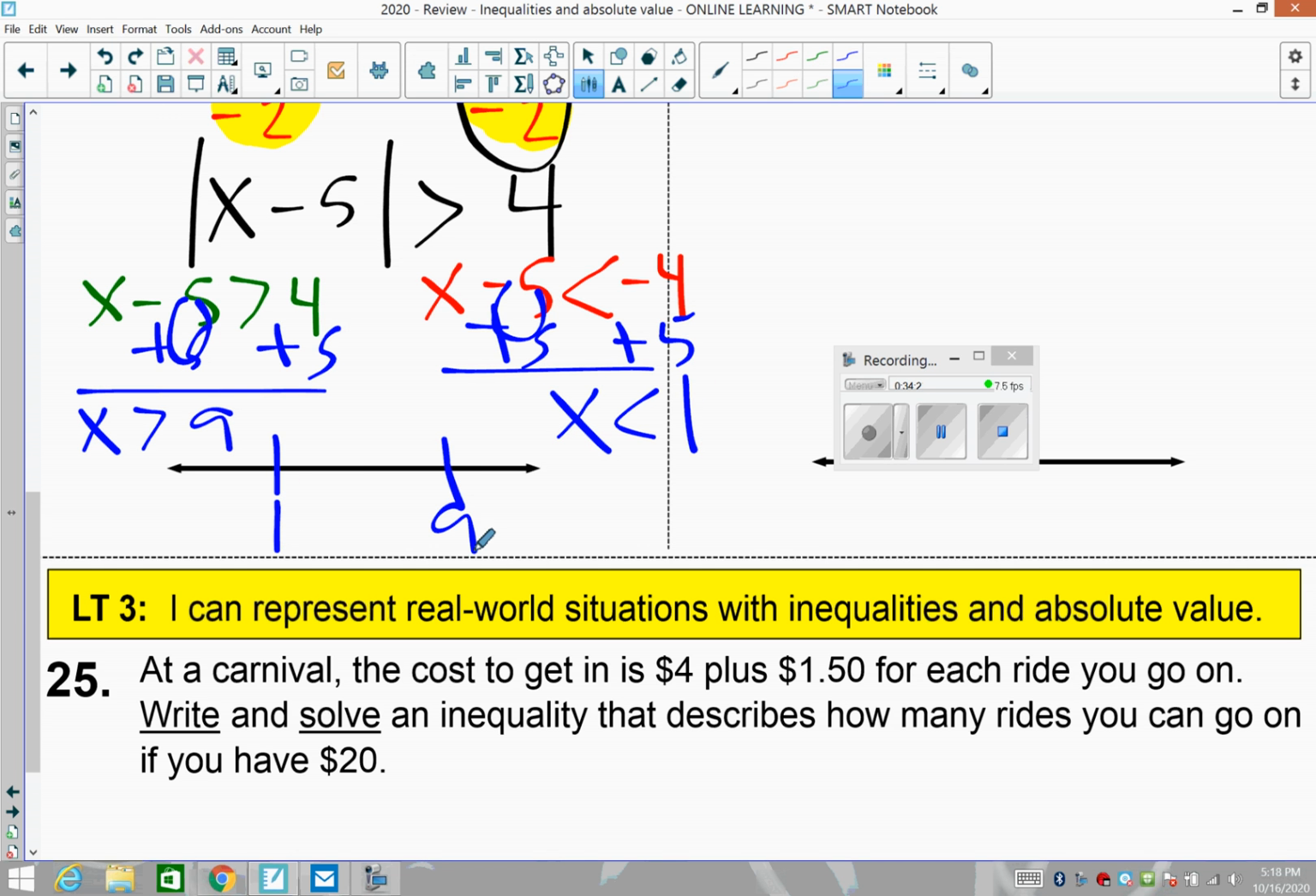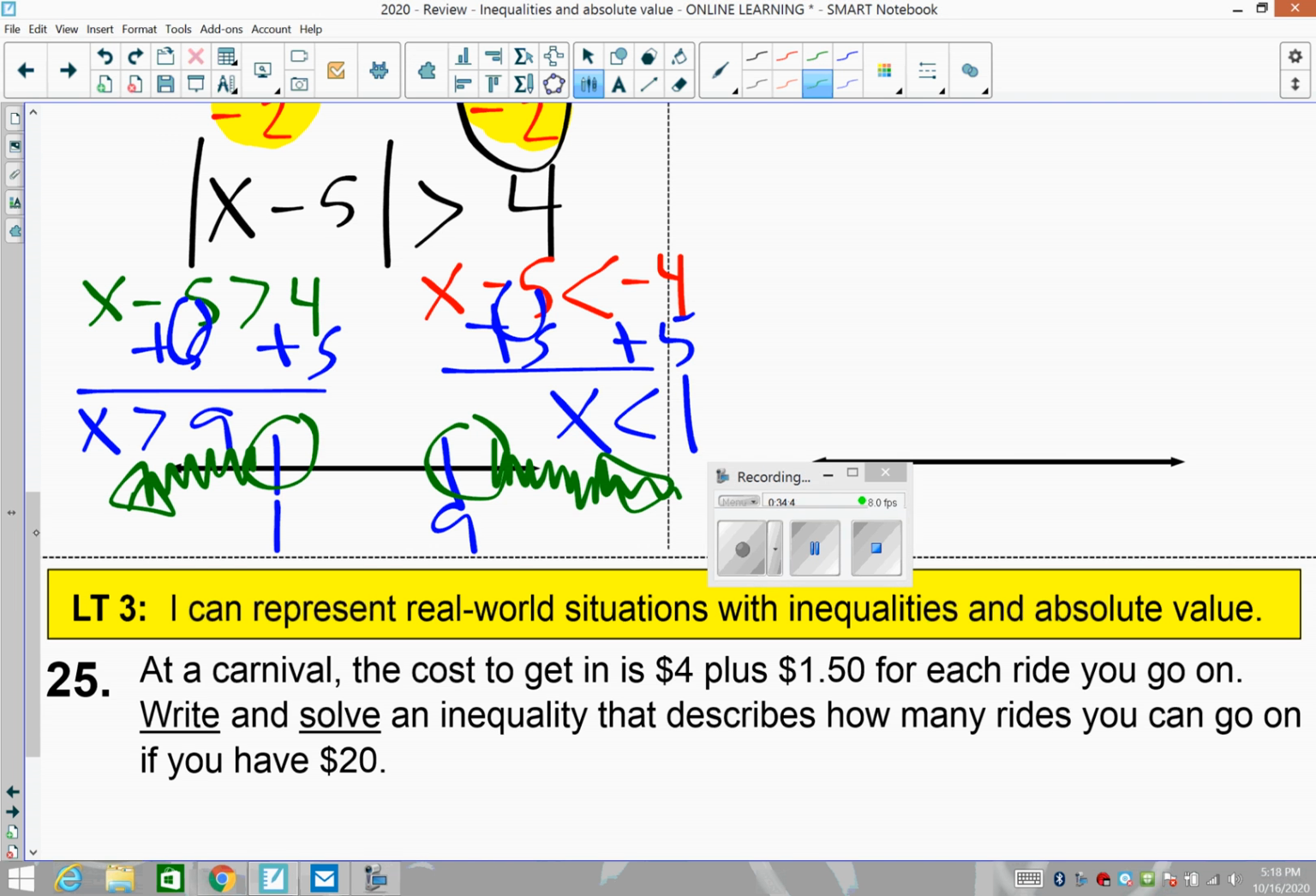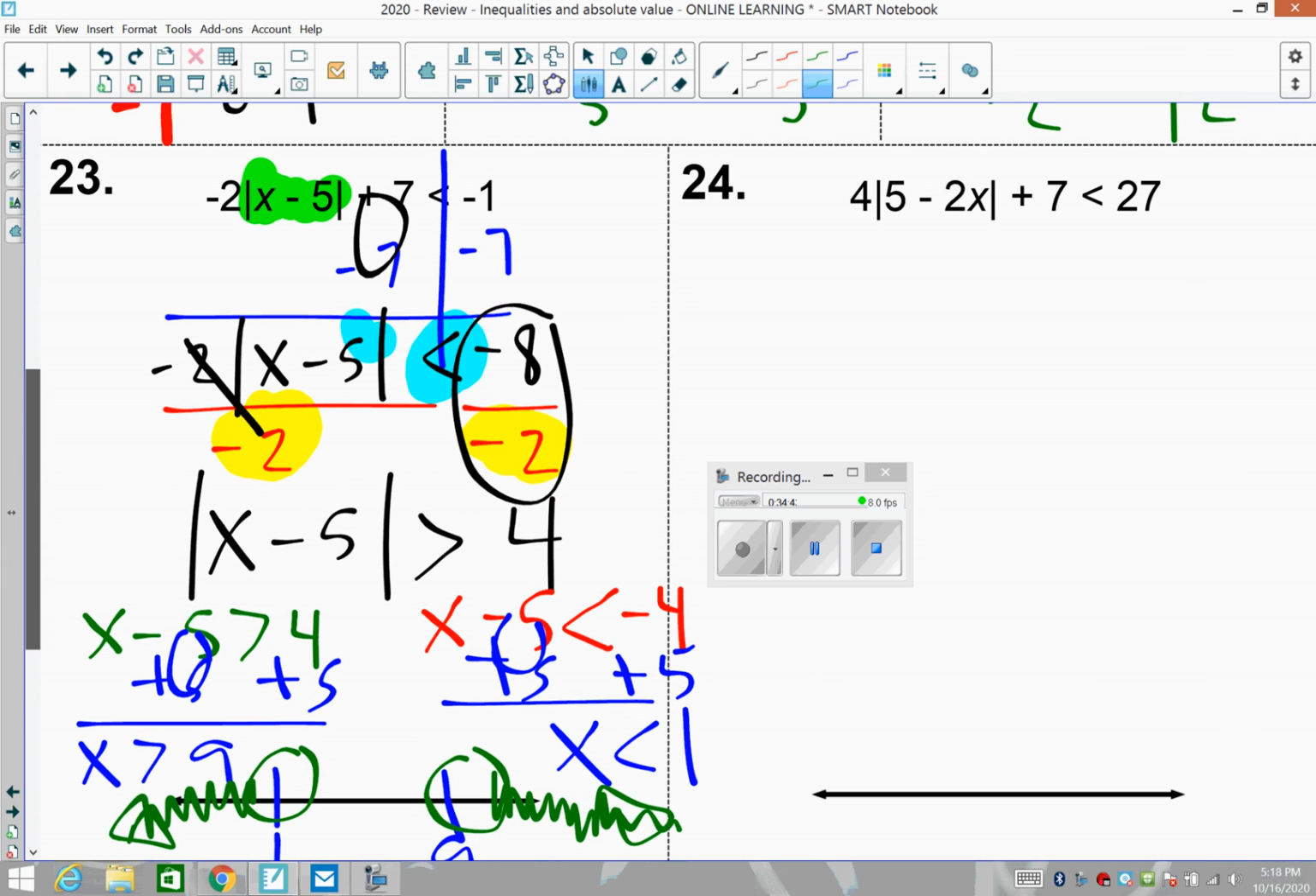Just click pause. Open circle here, open circle here. X is greater than 9, we shade to the right. X is less than 1, we shade to the left. And sometimes it's a good idea to let it roll out a little bit and watch it in a chunk and then rewind it, so that you can see it work out as one big chunk, and then you rewrite.